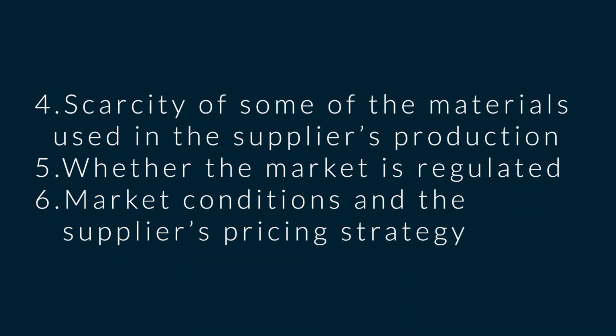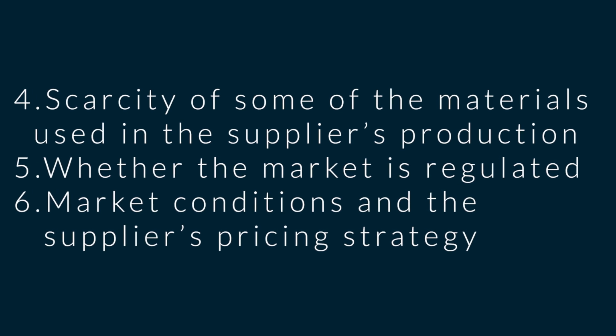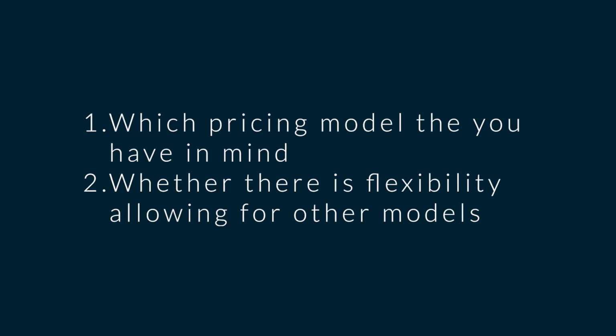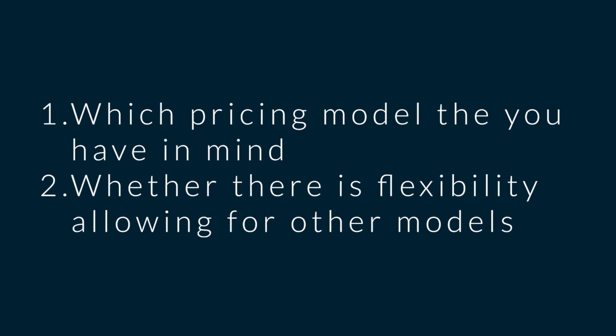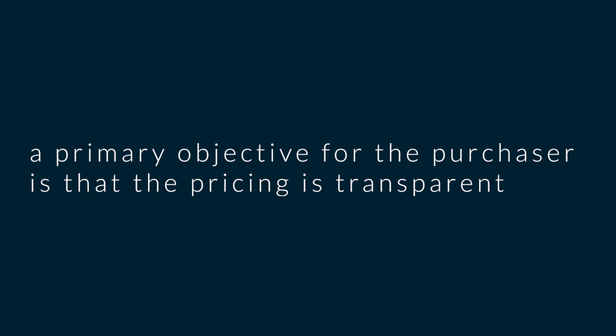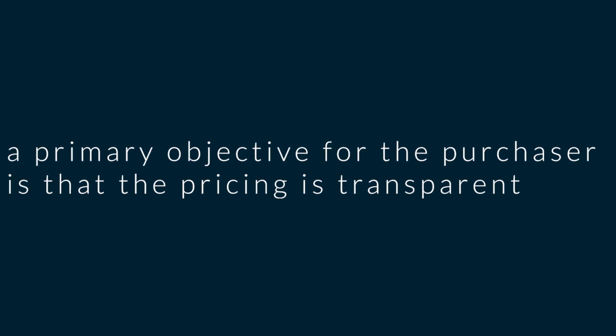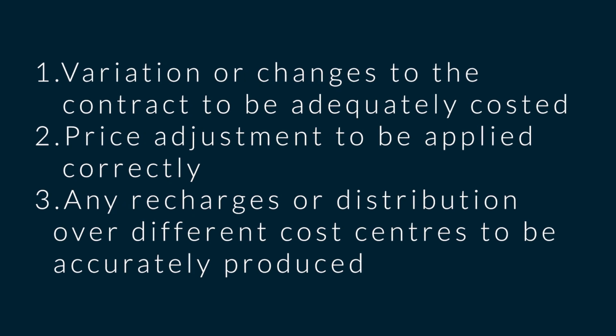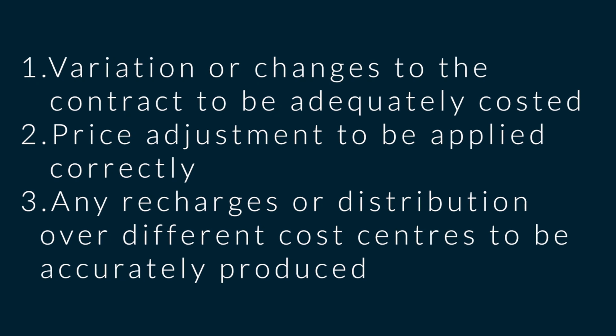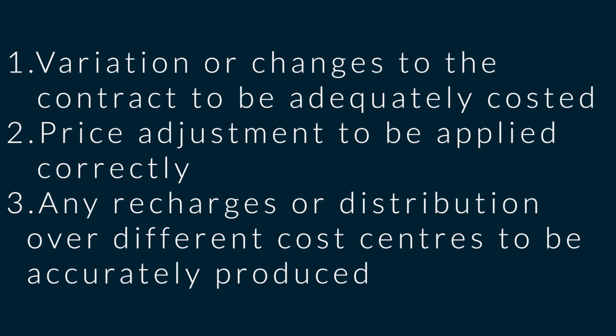They can just look at their variable cost, then add some markup and price the thing low. But if they are busy, then they'll want to make as much as possible. Other factors include scarcity of some of the materials used in the supplier's production, whether the market is regulated, market conditions, and supplier pricing strategy. With that in mind, when getting into supply-related buying and selling contracts, you have to be clear about which pricing model you have in mind, and whether there is flexibility allowing for other models. Whatever pricing arrangement you come up with, the primary objective for the purchaser is that the pricing is transparent.